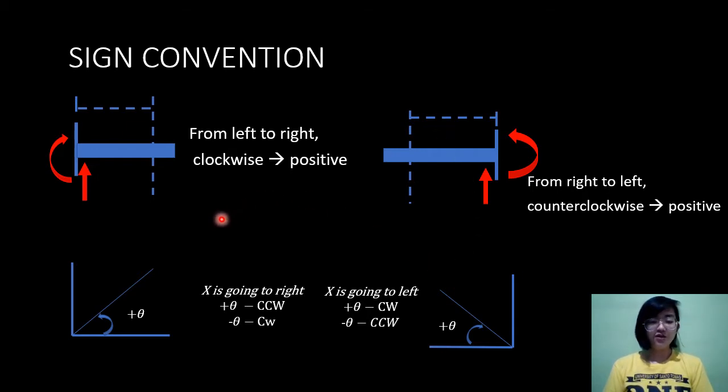For the sign convention for the slope, if x is going to the right, positive theta is counterclockwise and negative theta is clockwise. And if x is going to the left, positive theta is clockwise and negative theta is counterclockwise. So that's all for the concepts of DIM. To further understand, let's go to the sample problems.